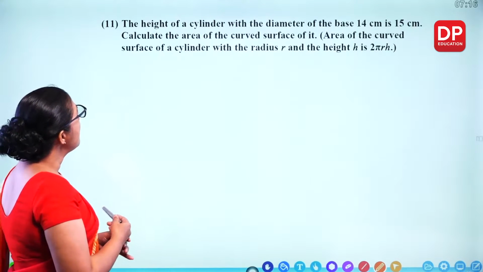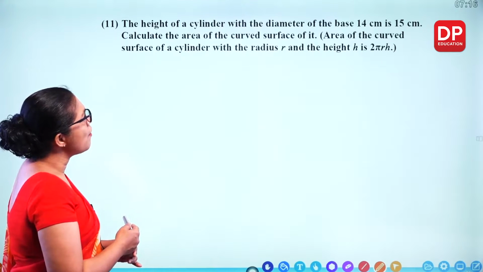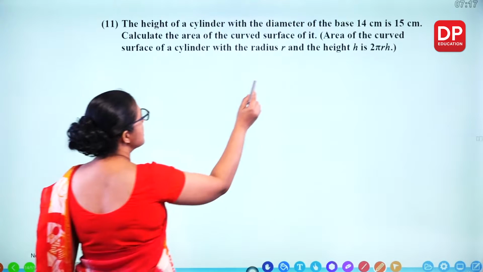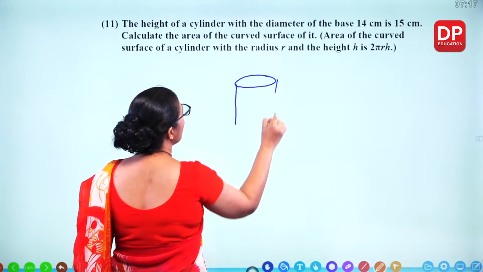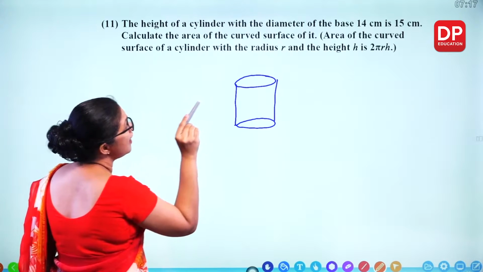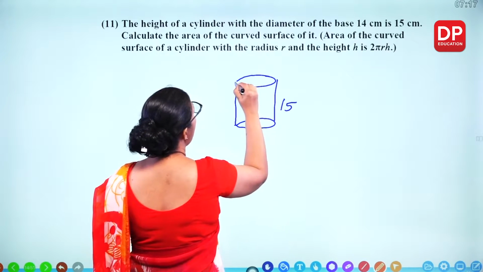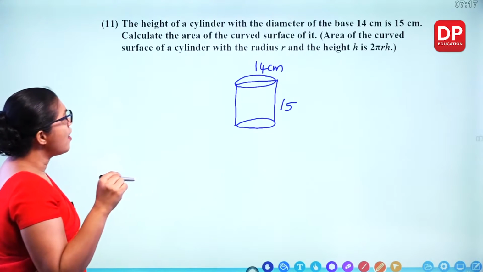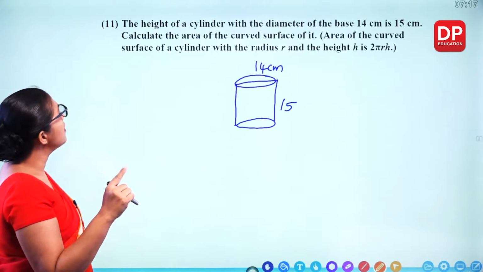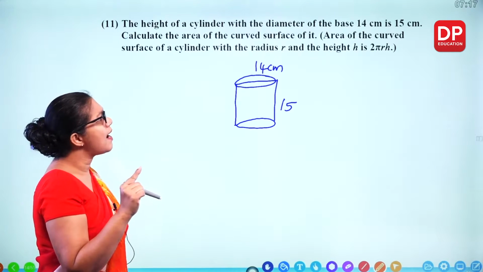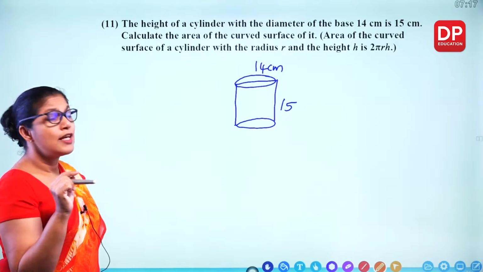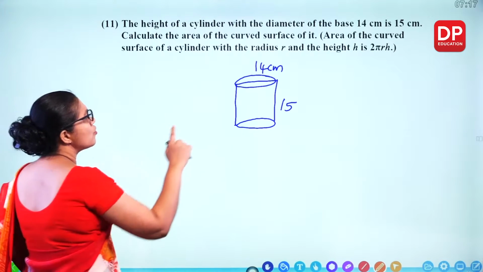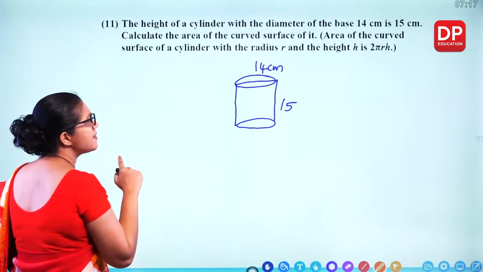Question number 11. The height of a cylinder with a base diameter of 14 centimeters is 15. So this is about a cylinder. Height is 15 and the diameter is 14. Calculate the area of the curved surface of it. Area of the curved surface of a cylinder with the radius r and the height h is 2 pi rh. So you have to use 2 pi rh. So what is r? Radius is 7.